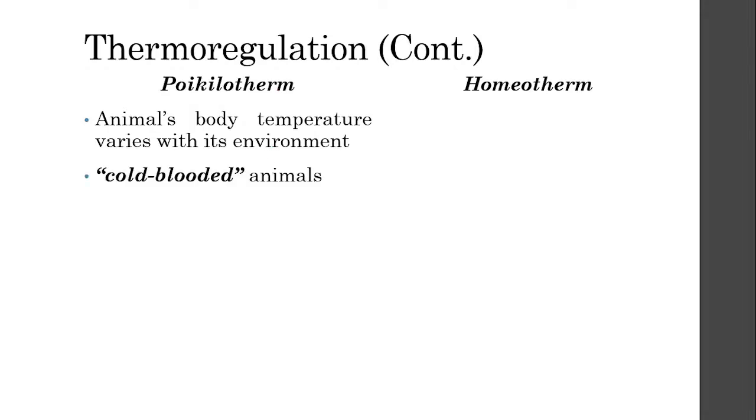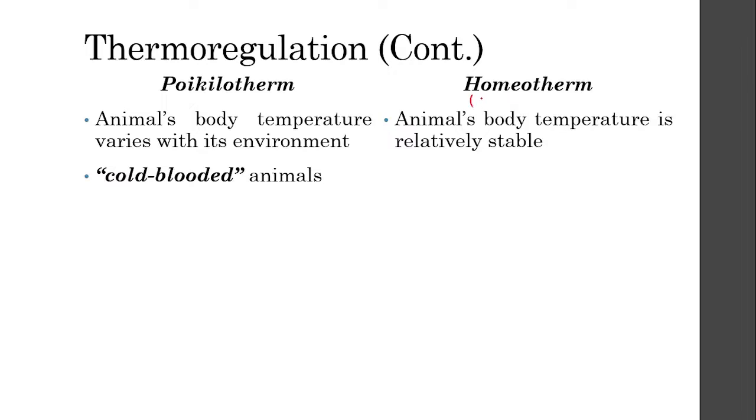Poikilotherm is usually what we call the cold-blooded animals. Their temperature changes depending on their environment. And then we have what we call a homeotherm. Homeotherms are animals whose temperature is relatively stable. You may think, isn't that just an endotherm? Well, not really. We know endotherms are animals which have a stable or relatively stable body temperature, right? And ectotherms are animals that have larger fluctuations in their body heat.